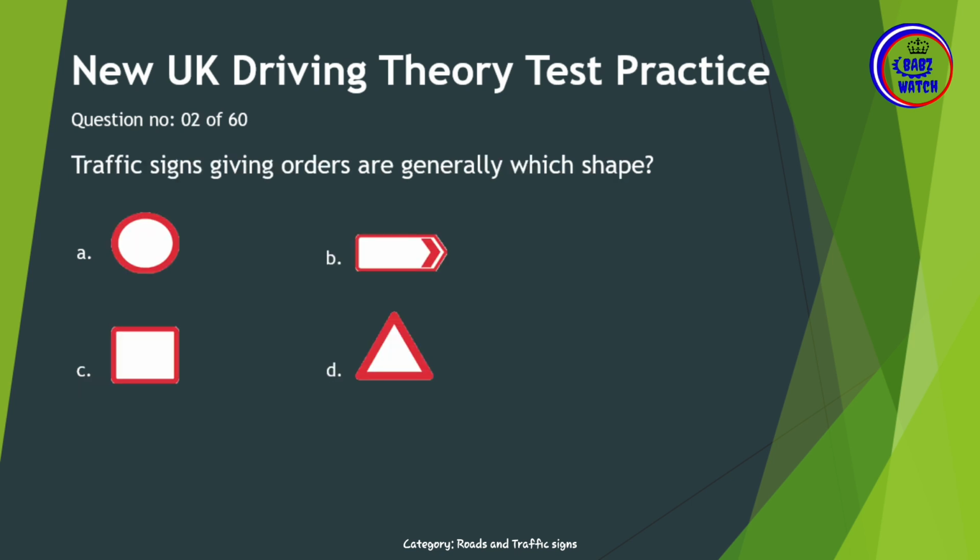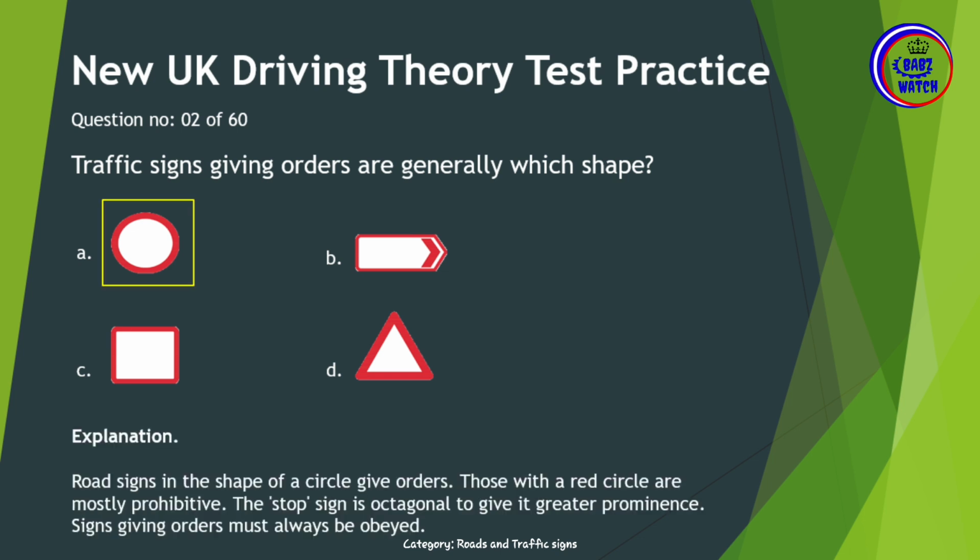Question 2 of 60. Traffic signs giving orders are generally which shape? The correct answer is A. Explanation. Road signs in the shape of a circle give orders. Those with a red circle are mostly prohibitive. The stop sign is octagonal to give it greater prominence. Signs giving orders must always be obeyed.